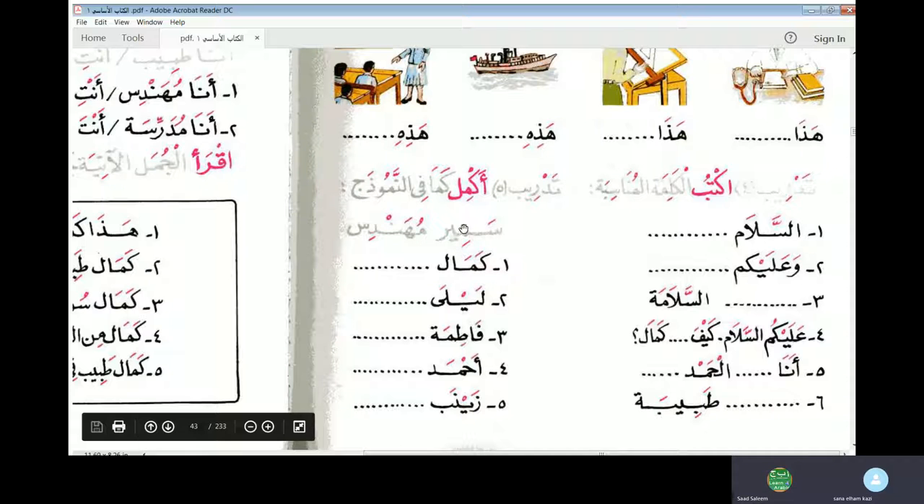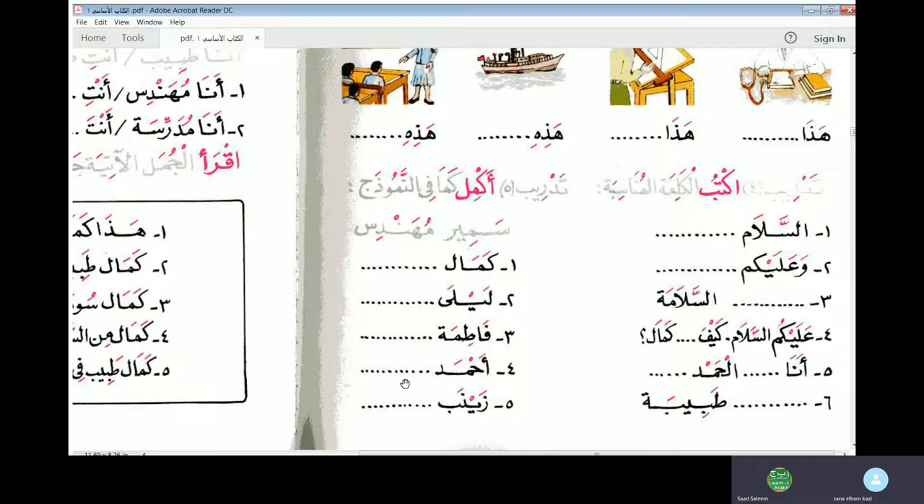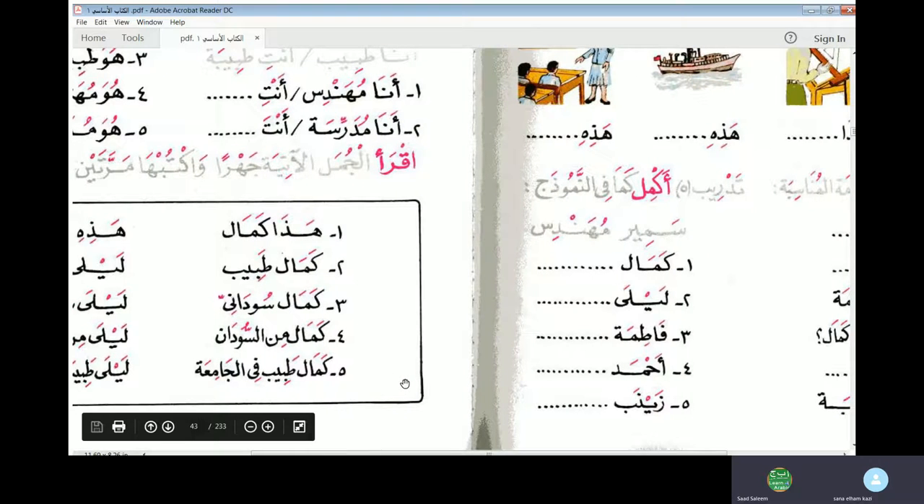Exercise five: complete like in the example. Samir مهندس. Samir is an engineer. Kamal معلم. Kamal is a teacher. Layla مدرسة. Layla is a female teacher. Fatima طبيبة. Fatima is a female doctor. Ahmad طبيب. Ahmad is a doctor. Zainab مهندسة. Zainab is an engineer.